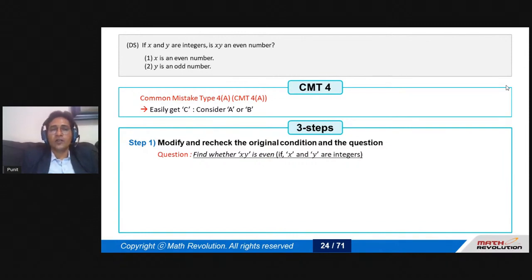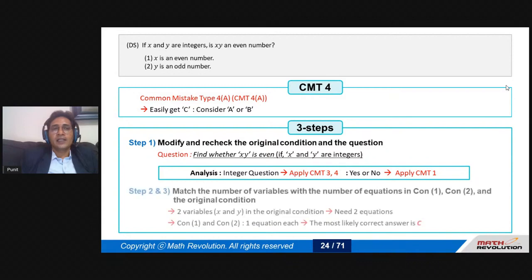We have to pay attention to C, A, B. So x is an even number, y is an odd number. All right, let's talk about this. Now, we have two variables, x and y, and we need two equations. Definitely the most likely answer goes as C.